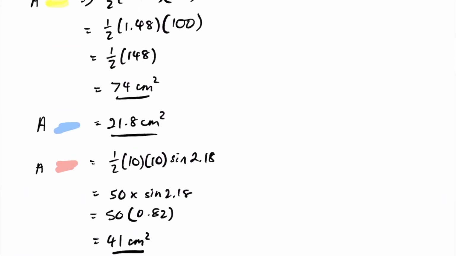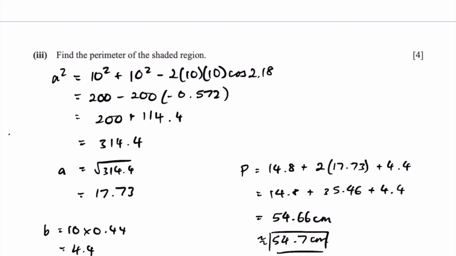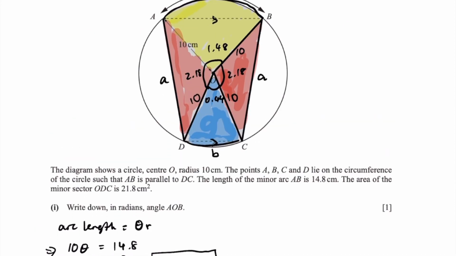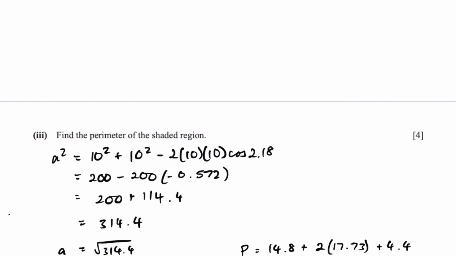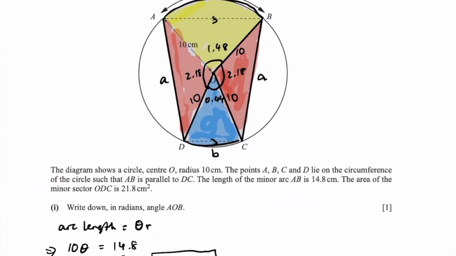And now we can just add them up. The total area is equal to 74 plus 21.8 plus, and the red area is there twice, so 2 times 41, which is equal to 177.8 cm squared. And that's the area. So there you have it. You have to find different ways like these in order to calculate these complicated shapes. Just break it up into shapes that you know and can work with based on mathematical formulae.